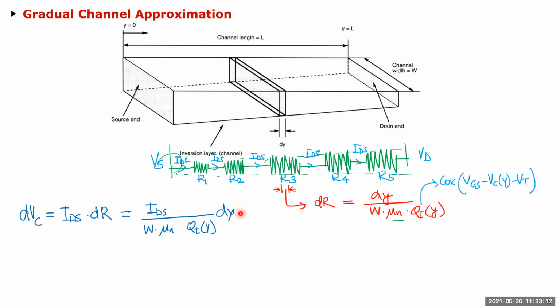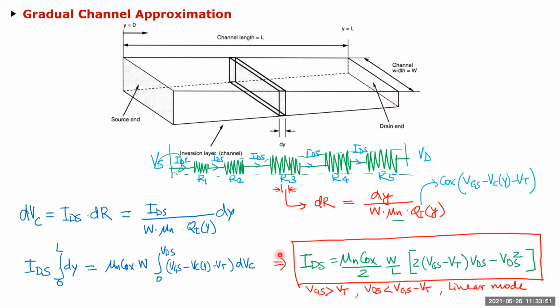And if I know the dR, then the voltage across this tiny resistance is the IDS, which I'm trying to find, times this dR. So I write this equation in this form, and because it's a differential equation and not constant, I integrate from 0 to L, the length of the device, and for the voltage I integrate from 0 to VDS, because VC of Y is varying from 0 to VDS. That gives me my second equation.